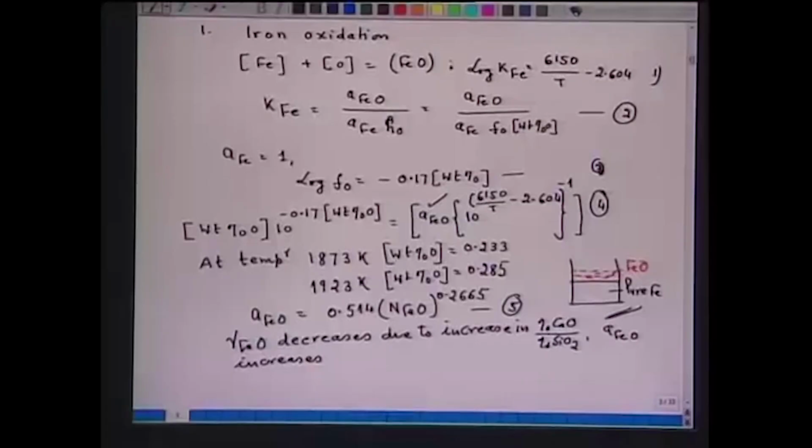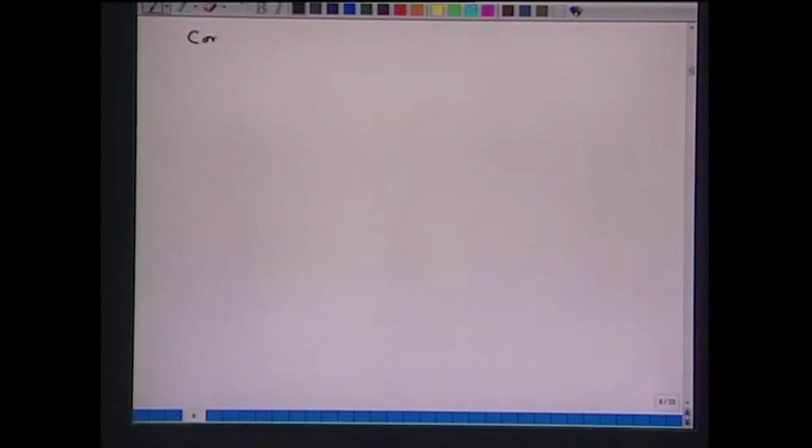So, what I mean to say is, in a solution where different oxides are present, the activity of FeO may not be necessarily equal to 1. In fact, it is not equal to 1. So, let us see the effect of that. Now, for example, if we consider a slag, let us consider a slag where N FeO is equal to 0.15.